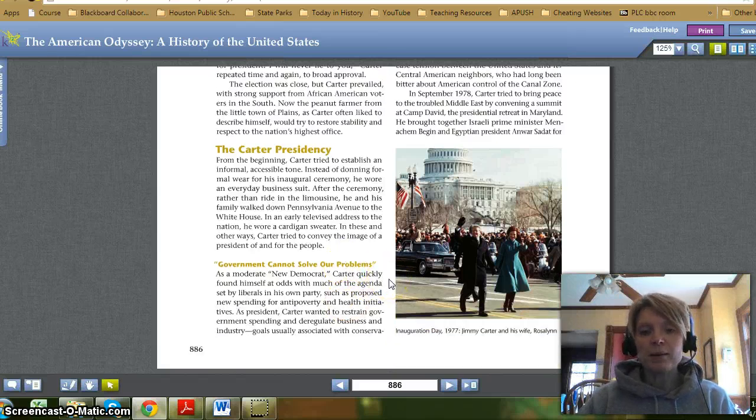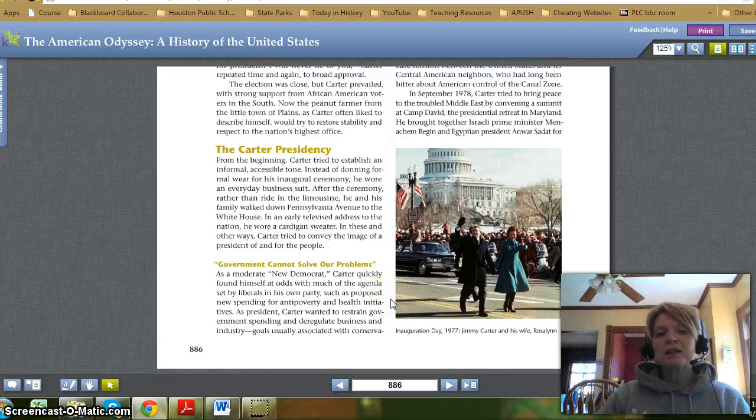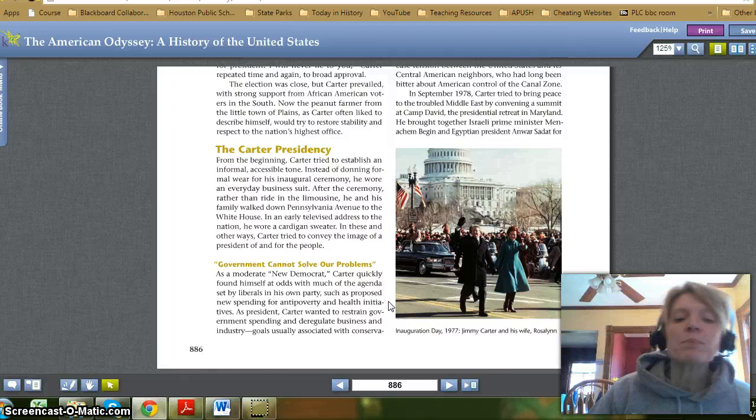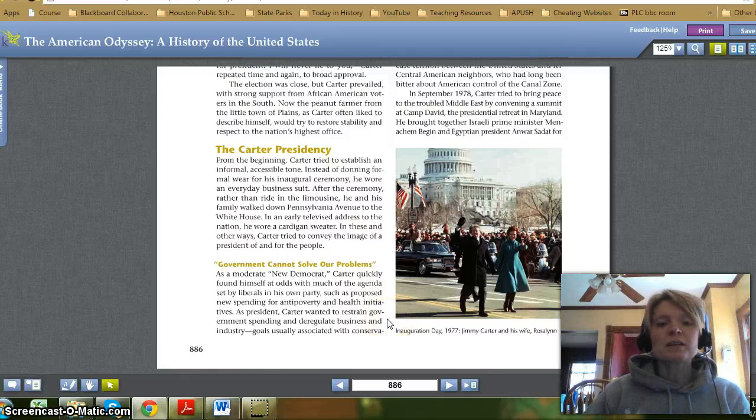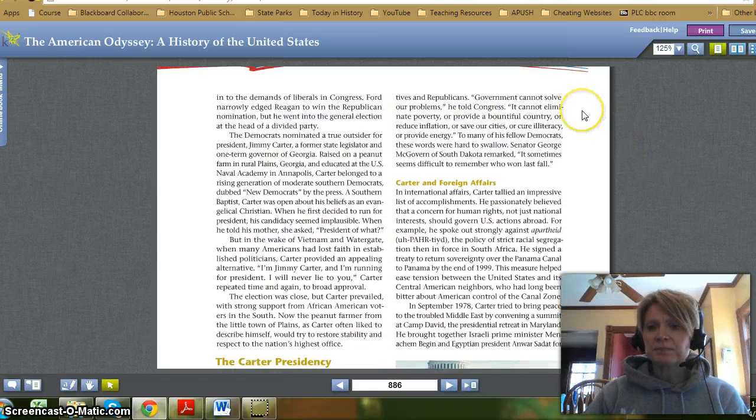"Government cannot solve our problems." As a moderate Democrat, Carter quickly found himself at odds with much of the agenda set by liberals in his own party, such as proposed new spending for anti-poverty and health initiatives. As president, Carter wanted to restrain government spending and deregulate business and industry, goals usually associated with conservatives and Republicans.